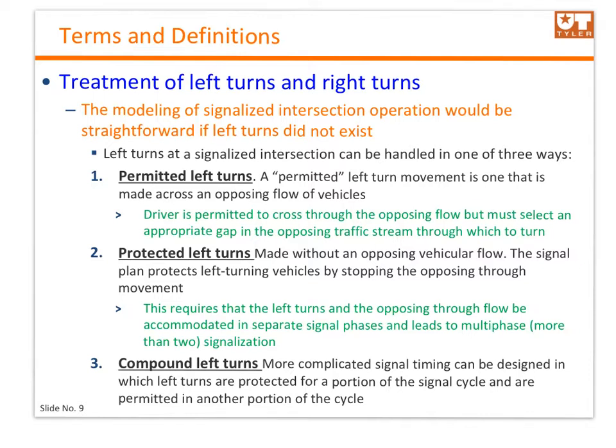When it comes to the third treatment for left turns, we call it compound left turns. Compound left turns are more complicated. Signal timing can be designed in which the left turns are protected, which is level 1 of the signal cycle, in some time, and they are permitted in another portion of the cycle. So within the same cycle, sometimes the signal is going to work as permitted left turns, and in another portion of the cycle we're going to have a protected left turn, depending again on the need.